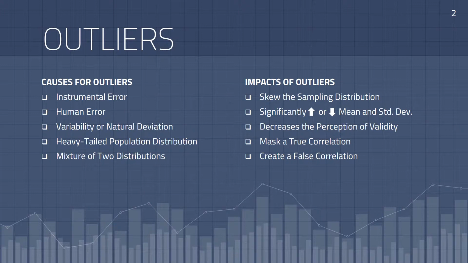The impact of outliers is that they skew our sampling distribution. They create that tail within our sample distribution. There's the effect of significantly increasing or decreasing our mean or standard deviation, because those two types of measures aren't incredibly robust against outliers. There's also an effect of decreasing the perception of validity. When we see a measurement way out there, sometimes we wonder if there's an error with instrumentation or design. The impact of outliers is also to mask a true correlation or create a false correlation, which we'll chat a little bit more on the next slide.